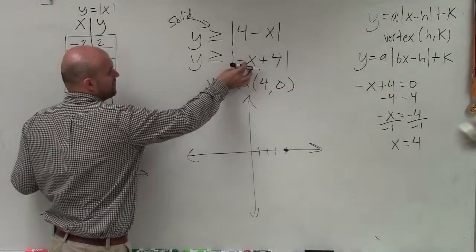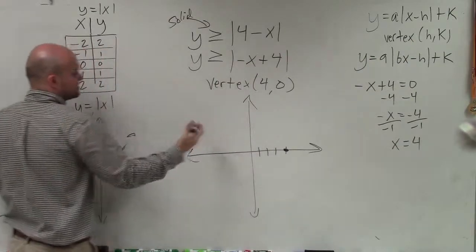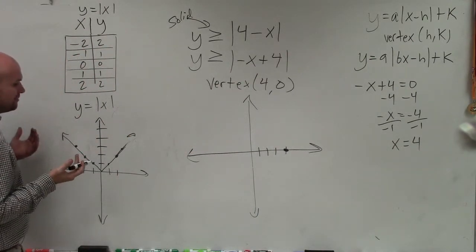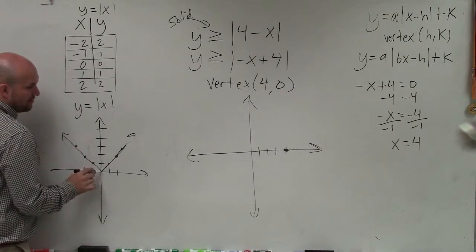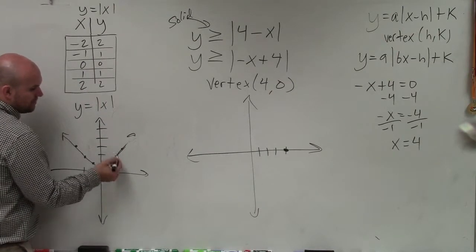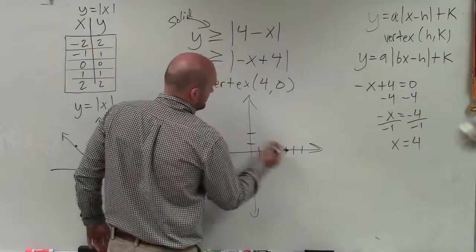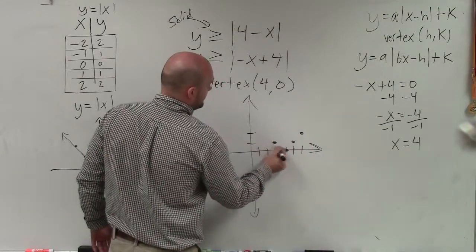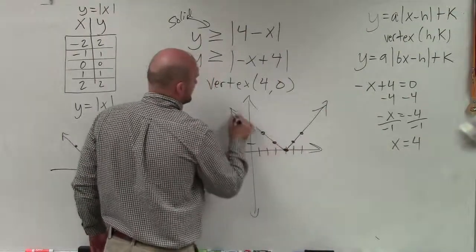The absolute value of my b is not larger or smaller than 1. So as far as any compression or stretching, it's not going to be applicable. So all I'm going to do is just follow the pattern of my parent graph from the vertex, which I have plotted there at 4, 0. I just go over 1, up 1, over 2, up 2. And I do that same thing to the left-hand side: over 1, up 1, over 2, up 2. And since it's solid, I go ahead and graph it.